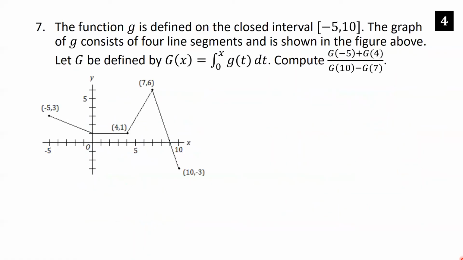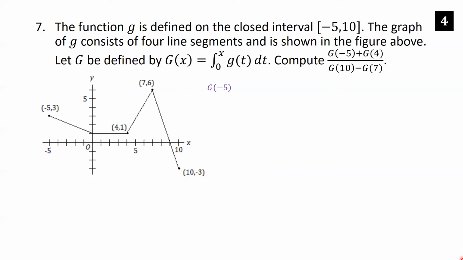Okay, the function little g is defined on the closed interval from negative 5 to 10. The graph of little g consists of 4 line segments and is shown in the figure below. Let capital G be defined by capital G of x is the integral from 0 to x of little g of t dt. Compute capital G of negative 5 plus g of 4 over capital G of 10 minus g of 7.